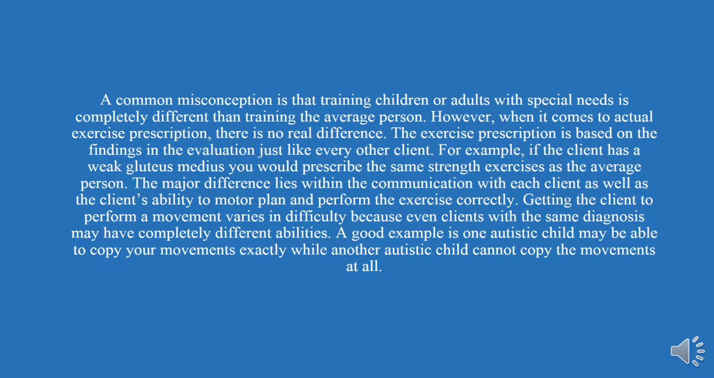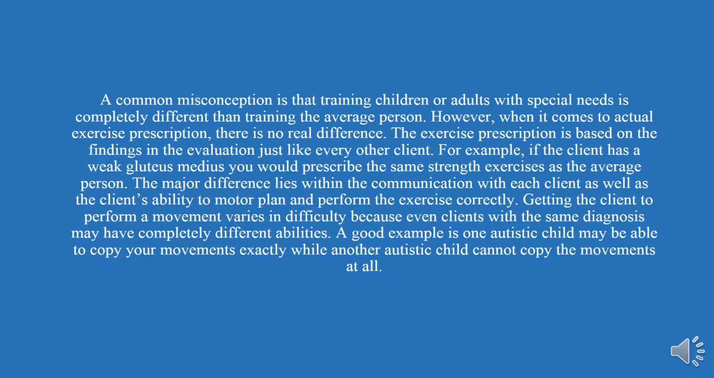A common misconception is that training children or adults with special needs is completely different than training the average person. However, when it comes to actual exercise prescription, there is no real difference. The exercise prescription is based on the findings in the evaluation and the intake forms. For example, if the client demonstrates a weak glute medius during a squat, you would prescribe the same strength exercises that you would prescribe for the average person. The major difference lies within the communication with each of these clients, as well as their ability to motor plan and perform the exercises correctly.